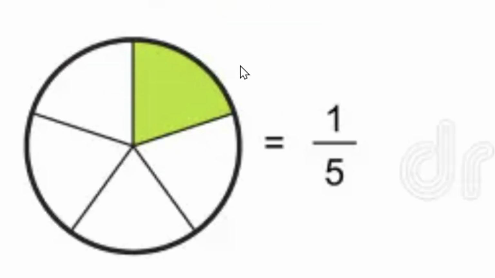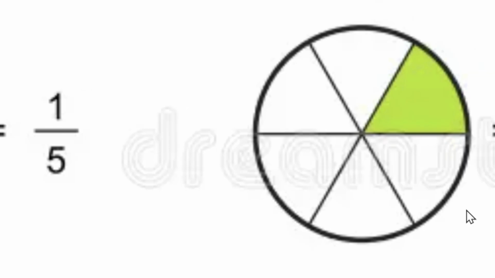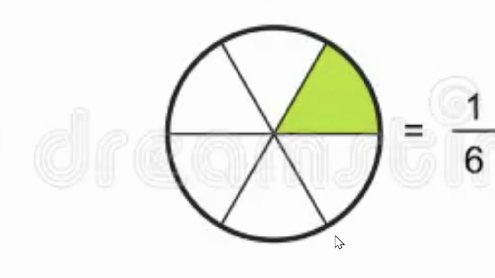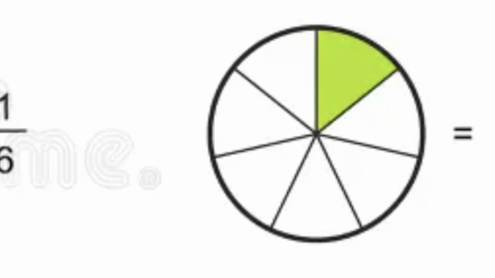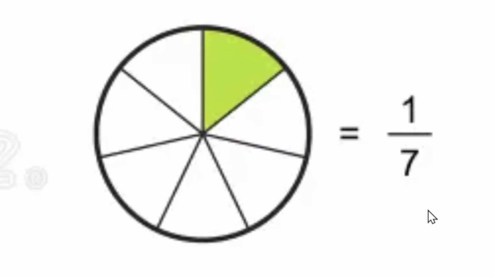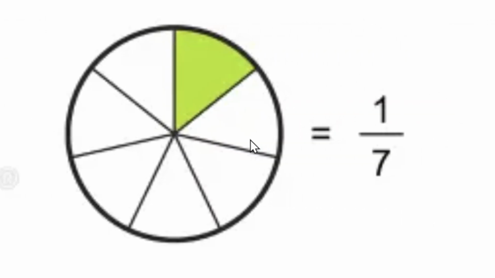Yes. So look at this picture now. So we have 1 by 5 part. So 1, 2, 3, 4, 5. So all the 5 parts are equal in size. So this picture is a very good example of 1 by 5 parts, 5 equal parts to make a whole. Like this, look at this picture. This is 1 by 6 of equal parts to make a whole. And this is 1 by 7 part to make a whole.